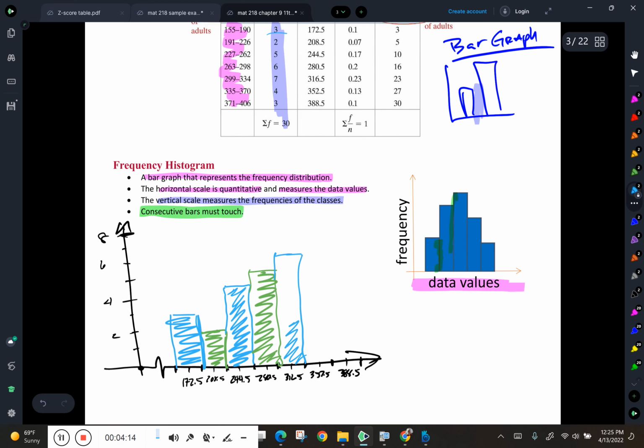After 5 comes 6, then 7, that's our highest bar, for the midpoint 316. And then back down to 4 for the next class. And then our last class, our 7th class, is a 3.